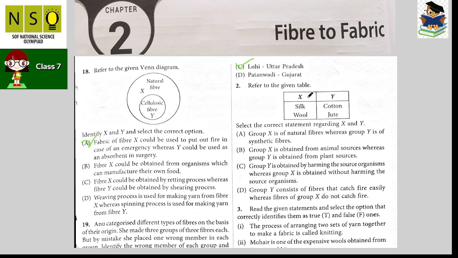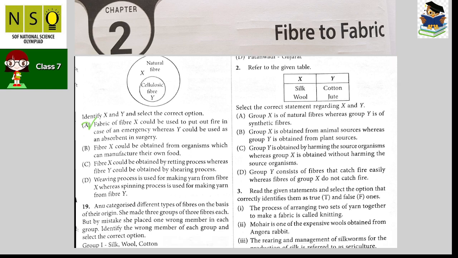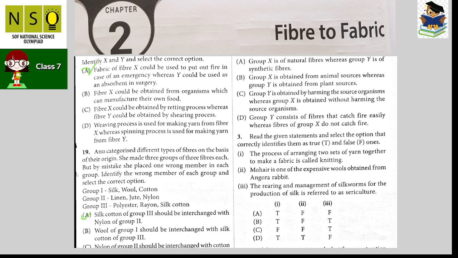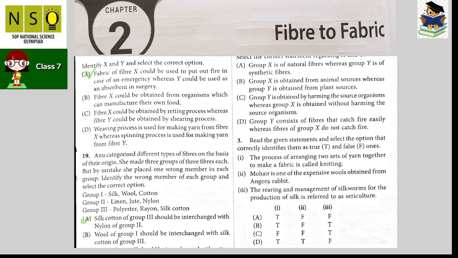The second question has 2 groups, X and Y. X is silk, wool, and Y is cotton, jute. We have to find the correct statement about X and Y. We find that option B is the correct statement. Why? Because groups X and Y are both members of natural fibers. The members of group X, silk and wool, are obtained from the animal source, whereas group Y members, cotton and jute, are obtained from the plants.